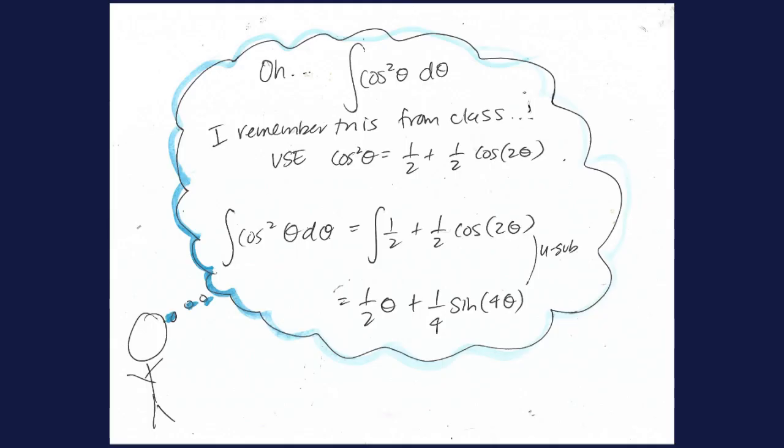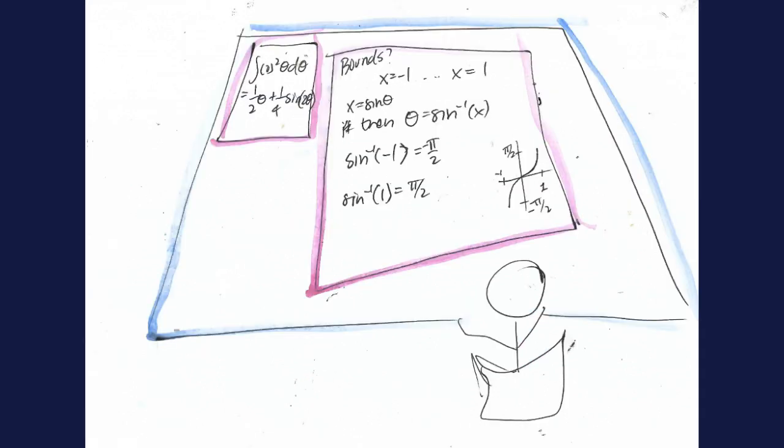Oh, but that's not so bad. The integral of cosine squared theta. I remember this from class. Oh, you have to use the fact that cosine squared theta is 1/2 plus 1/2 cosine 2 theta. And then I use a little u sub. Okay, I think I got this integral.